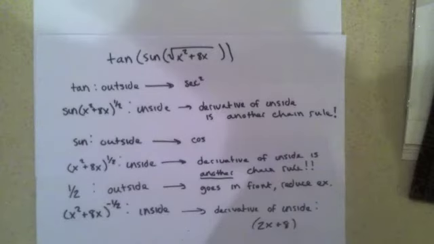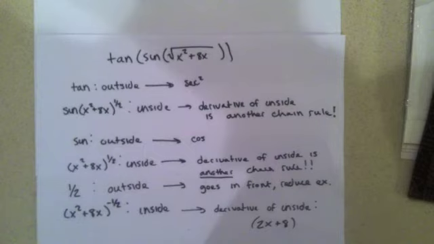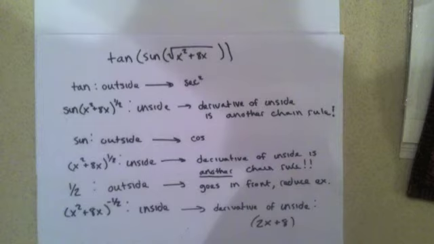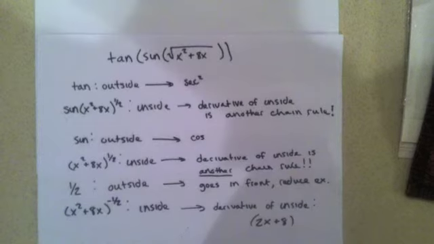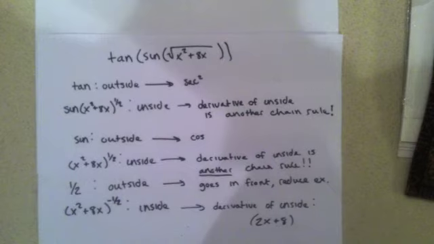Now let's just recap what she did, because that was a really hard example. As you can see, this problem has a lot of steps. Tan is the immediate outside function. The derivative of that is secant squared. Then you recopy the inside, and then you take the derivative of that. But to do that, you have to do another chain rule. So then sine is your next outside function. The derivative of that is cosine.